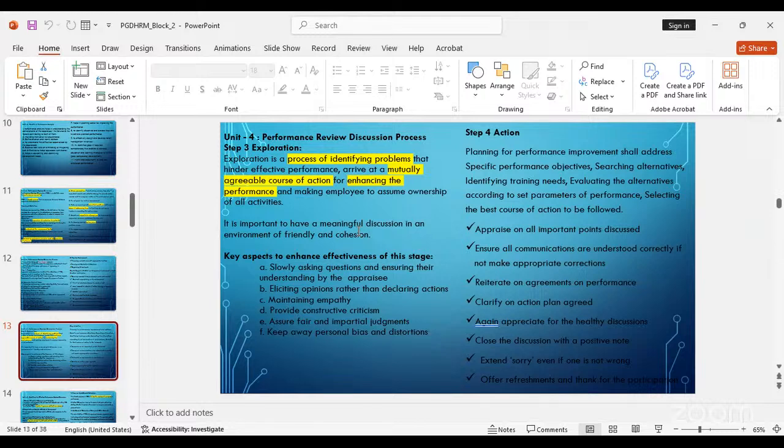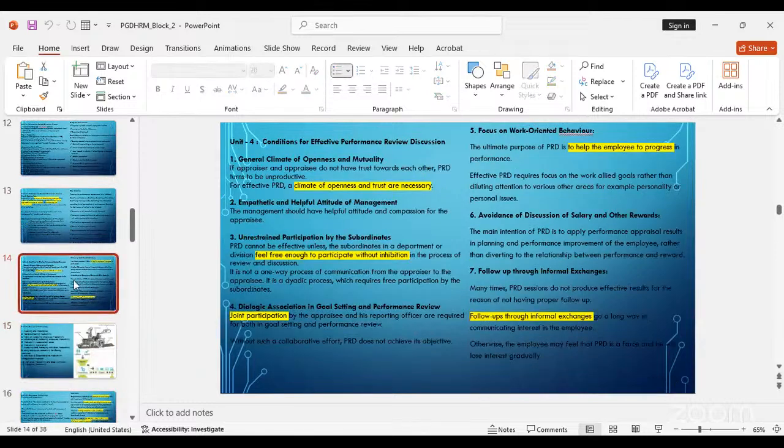So finally, the fourth stage, action. Planning for performance improvement, appraising all the important points to be discussed. Action plans have to be clearly delivered or discussed and agreed upon. These are the four stages in which a performance review discussion can be done effectively.